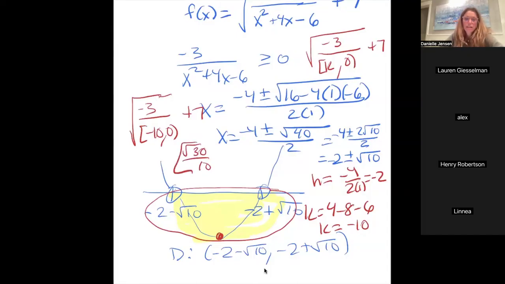And then what's -3 over super close to 0, but from the negative side? Super big positive. Super big positive, yep. And then I just add 7. So your final range is going to be root 30 over 10 plus 7 to huge. And that's it.